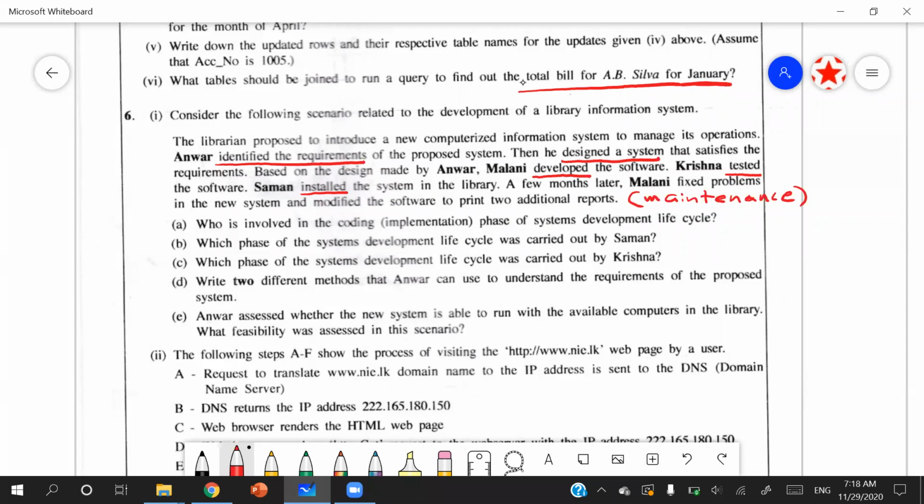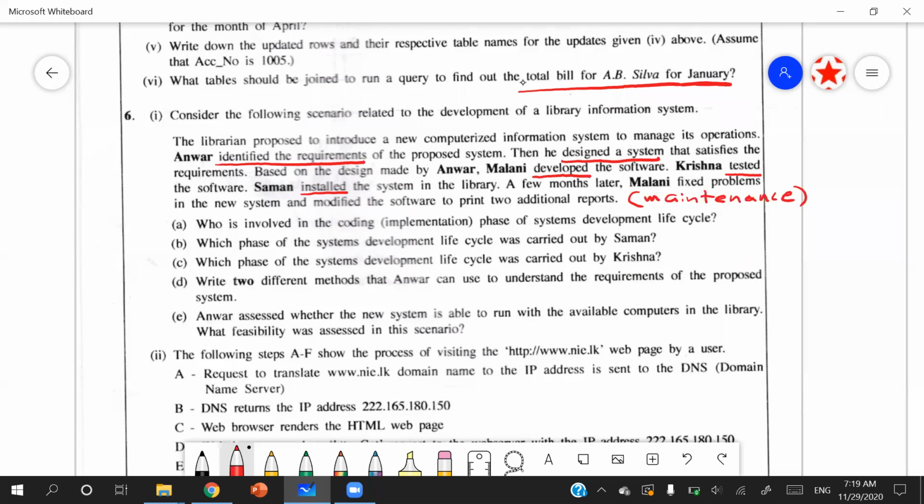Later, that particular system will be presented to the client and they will be asked to check whether the expected output is there as per their requirement. That test is called acceptance testing. If the acceptance testing is okay, then only the project team has the authorization, the green light, to install the software into the organization, right? So Krishna carried out the test phase, or the testing phase, in the system development life cycle.